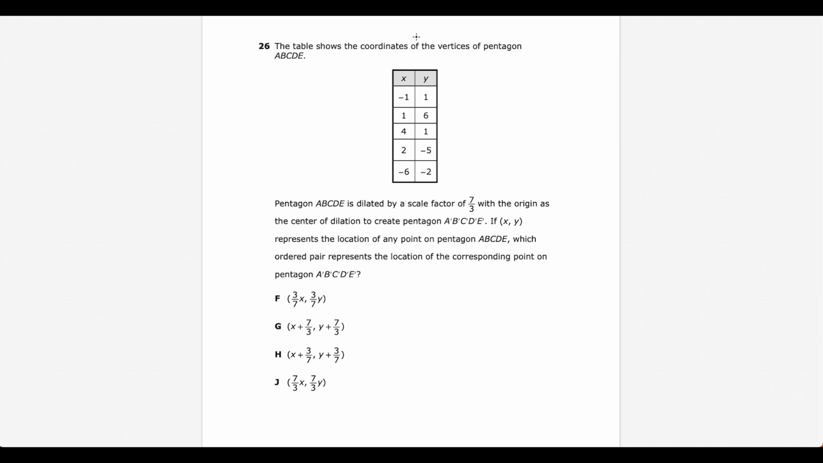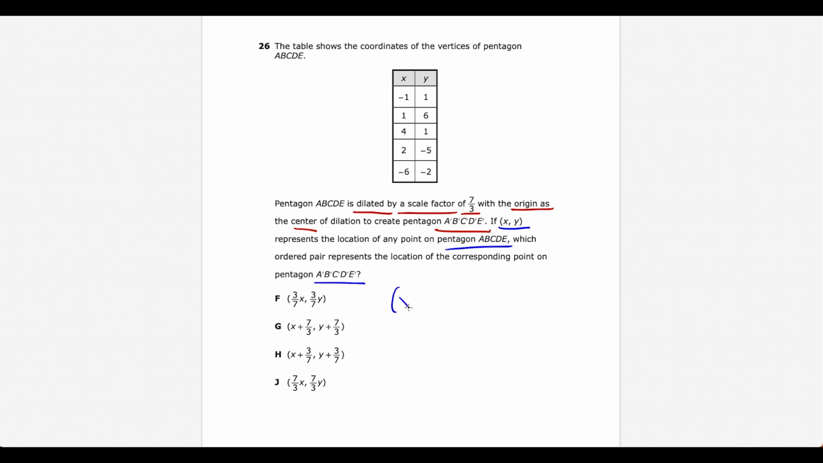So question 26, we have a table of values for the coordinates of pentagon ABCDE, and we're told that this pentagon is dilated by a scale factor of 7/3 with the origin as the center of dilation to create a new pentagon. And what we have here is, if XY is a point on pentagon ABCDE, which ordered pair represents the location of the corresponding point on the new pentagon?